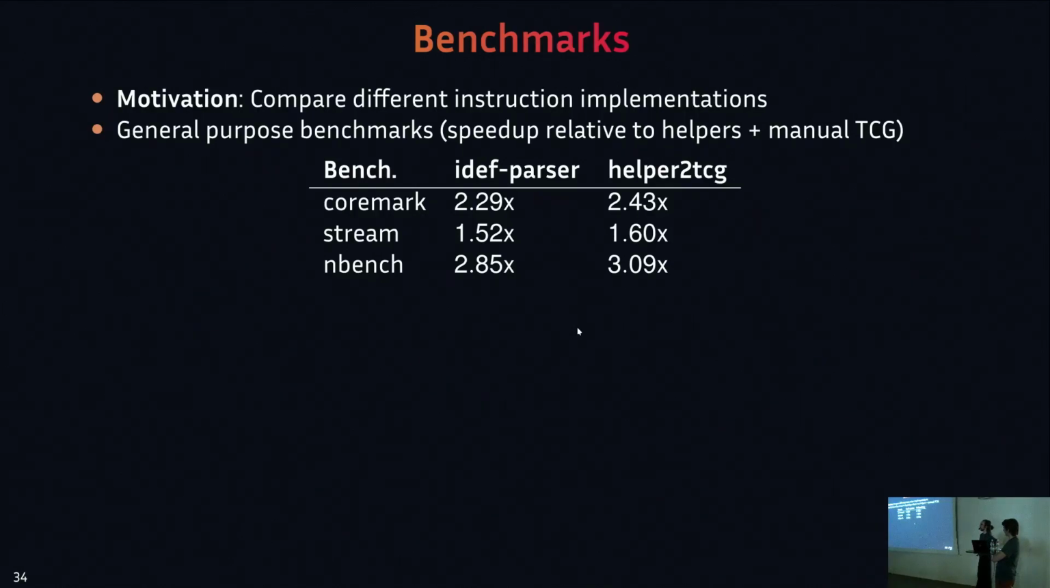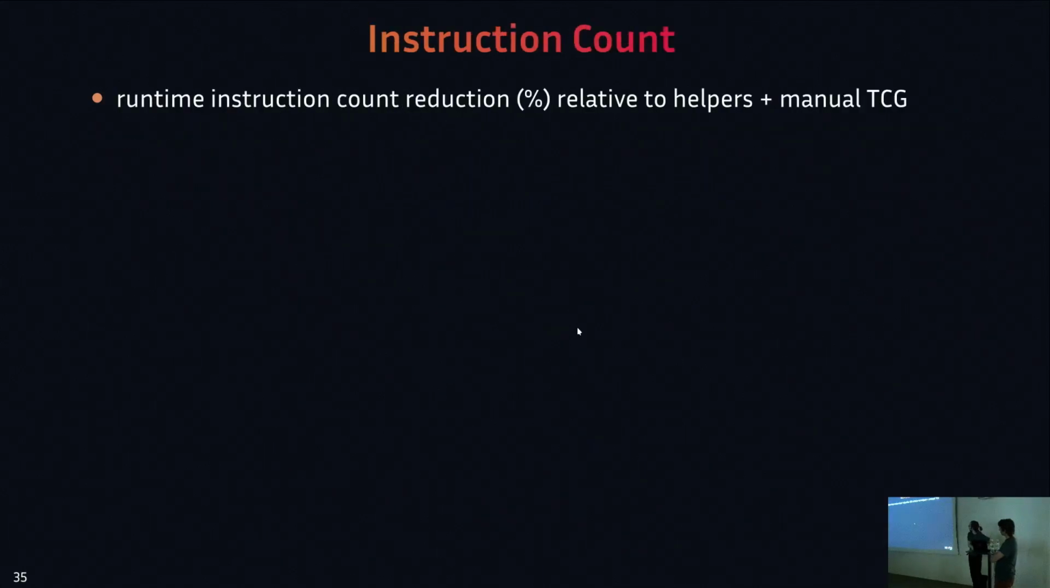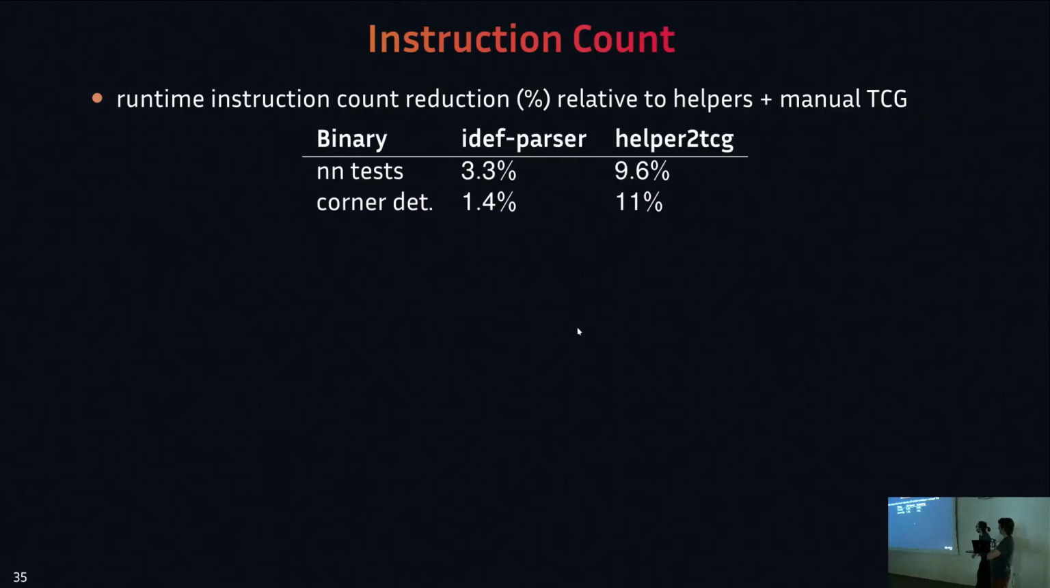And here we thought of looking at the host instruction count, the runtime host instruction count, for a few tests. Here we're looking at a neural network test for Hexagon and also a corner detection test. The numbers you see here are the percentage reduction in instruction count compared to our baseline, which is again QEMU Hexagon with helpers and a few manual overrides, manual implementations. So for idefparser, we see a 1.5 to 3% reduction in the instruction count, and for helper to TCG, we see more like 10, 11%. So we're actually reducing the work that the computer has to do, which is pretty good.